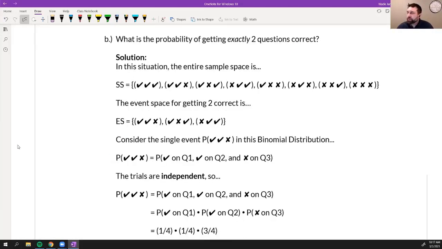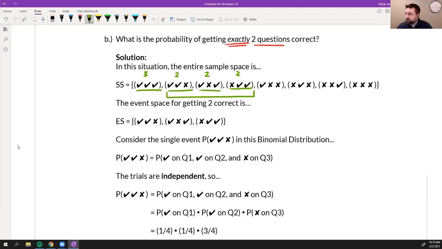Now the big question, what is the probability of getting exactly 2 questions correct? So what are all the possibilities you can have with these 3 questions? Well, you could get all 3 correct. That would be one possibility. Or you could get the first 2 correct and the last one wrong. You could get the first and third one correct and the middle one wrong. Or you could get the first one wrong and the last 2 correct. In each case, these are all 2 correct answers.